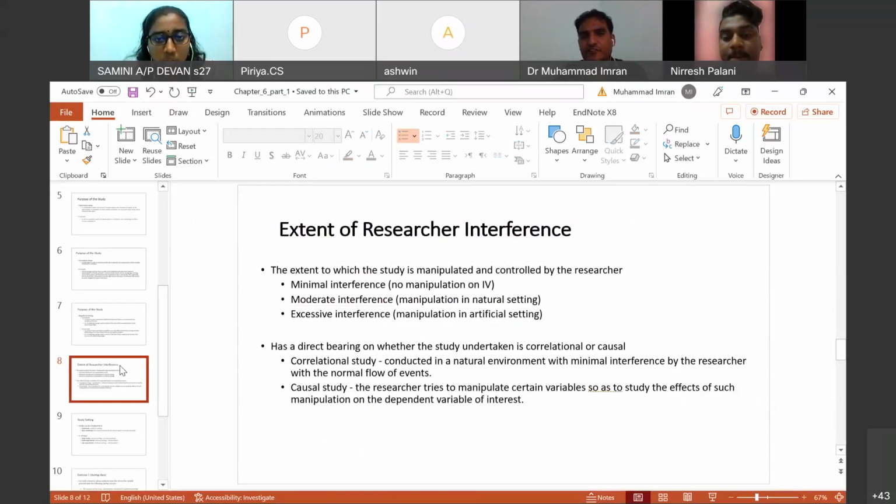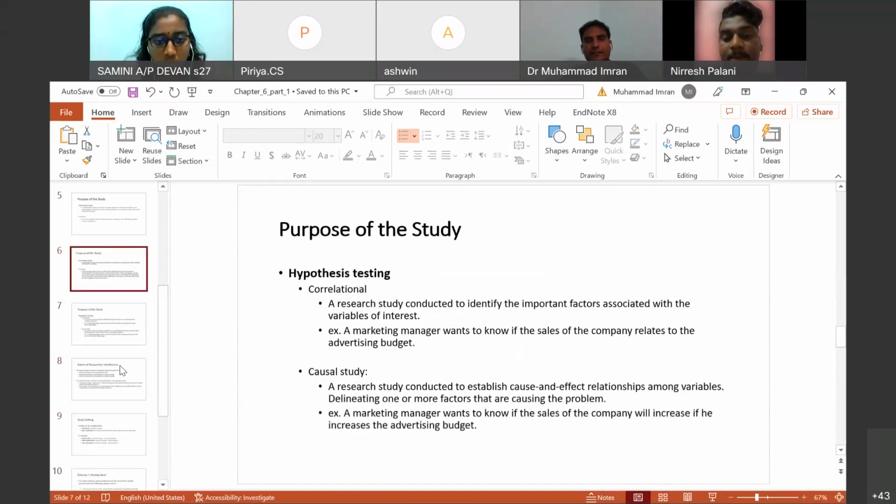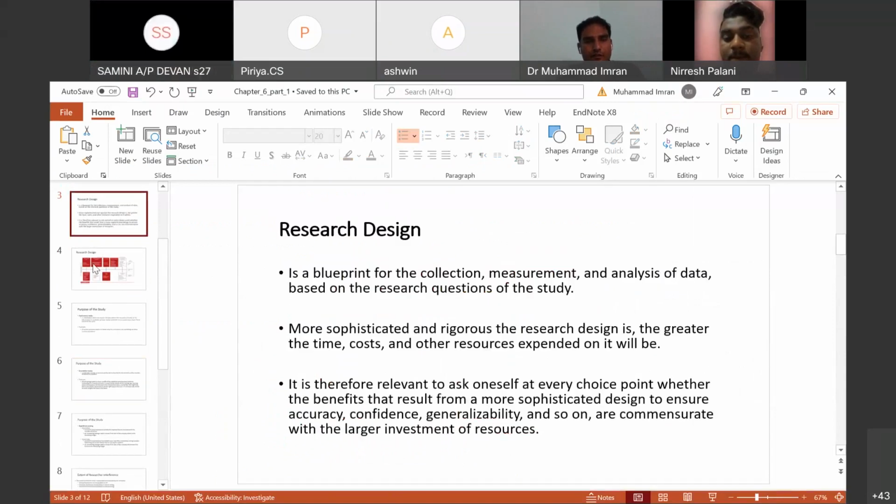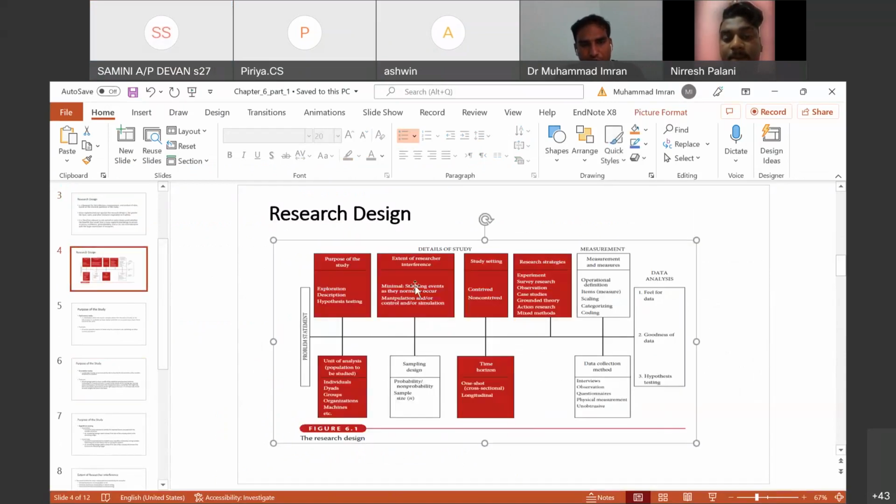Is it clear? The extent of researcher interference. Okay. The third one, see here. We covered the first part, and now we covered the second part. Now we are moving to the third part, study setting. Okay, what is the study setting?